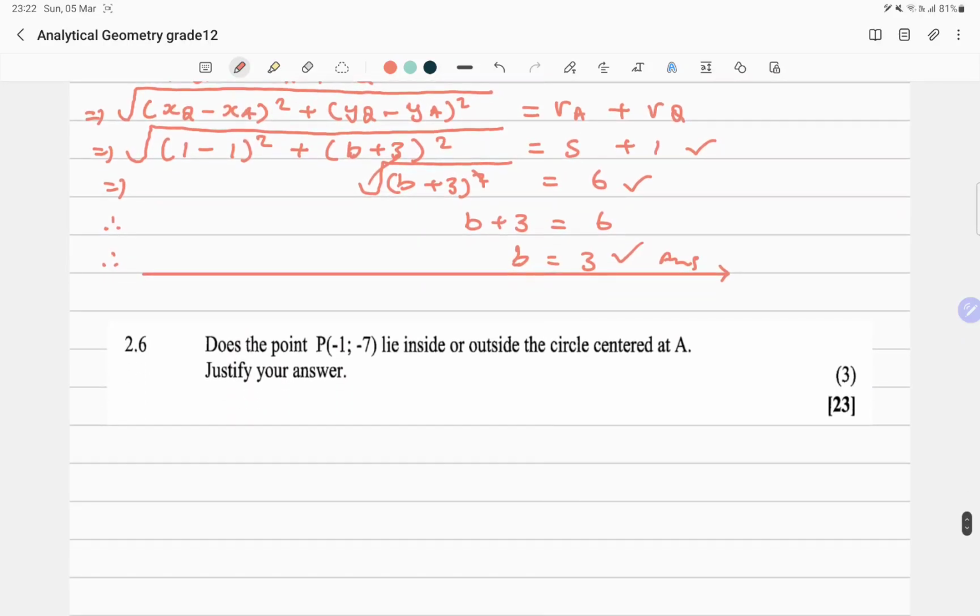Okay, the last question says, does point P lie inside or outside the circle centered at A? Justify your answer. Well, let's find out.